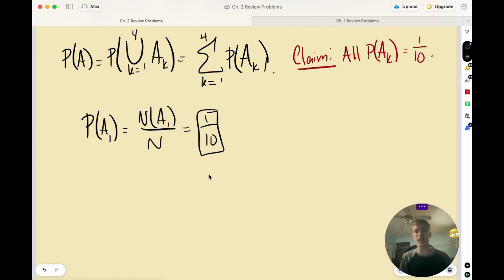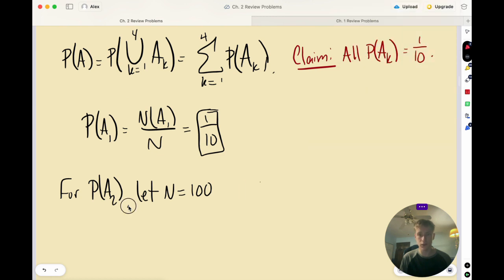Now it gets a little more complicated with A sub 2 because we haven't learned the multiplication rule yet, so I'm going to show you how to get around that. Okay, so for the probability of A sub 2, let the number of trials equal 100. Okay, so out of the 100 trials, which I'm going to do in a different color, so if we have 100 possible trials, we know that in 1/10 of those situations, you're going to get it correct. So 1/10 of the time, which is 10, you're going to correctly dial the number.